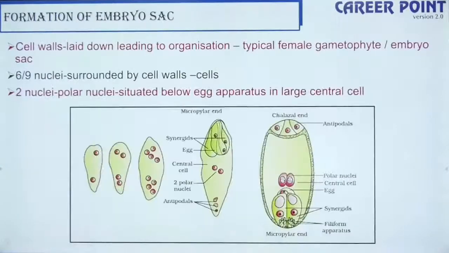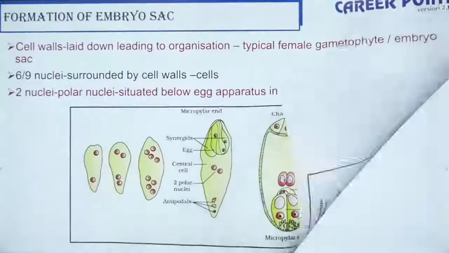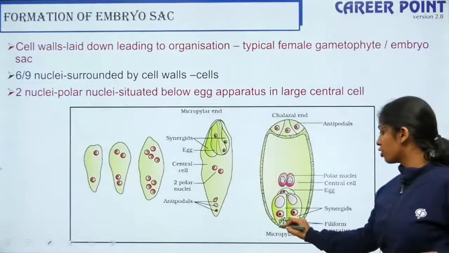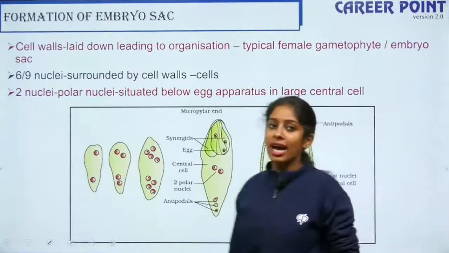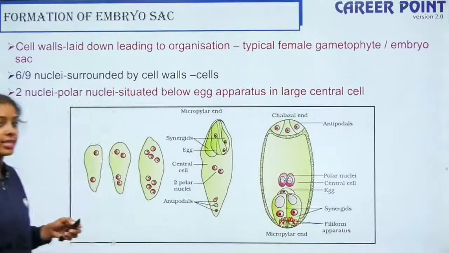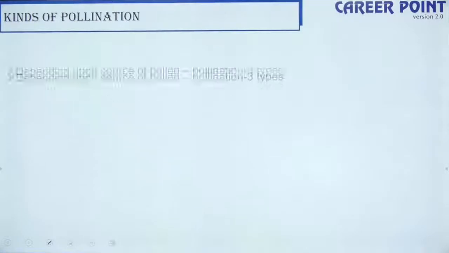Alright, is this much clear? So this is what we were talking about, the functional embryo sac. Your synergids also lead to the formation of your filiform apparatus, which helps in guiding the pollen tube inside the embryo sac.